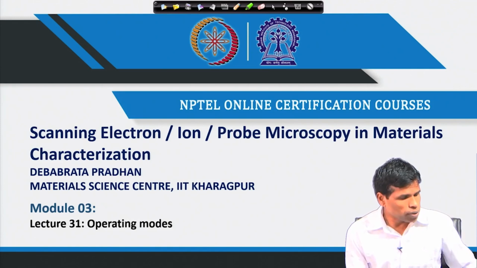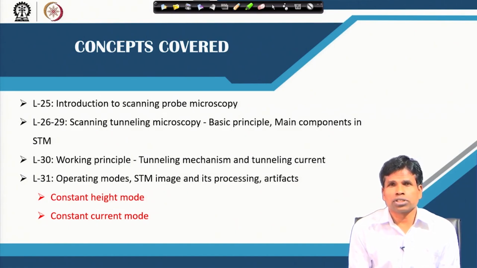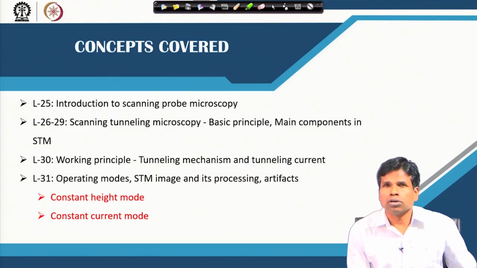That we will see today in the operation modes. There are a couple of operation modes, particularly constant height mode and constant current mode, and these two modes are normally used to get the surface image in the scanning tunneling microscope. In addition, I will show you what type of image is obtained in scanning tunneling microscope and how the image is processed briefly. There can also be some artifacts: how one can know the presence of artifacts in the image and how to get rid of those artifacts.